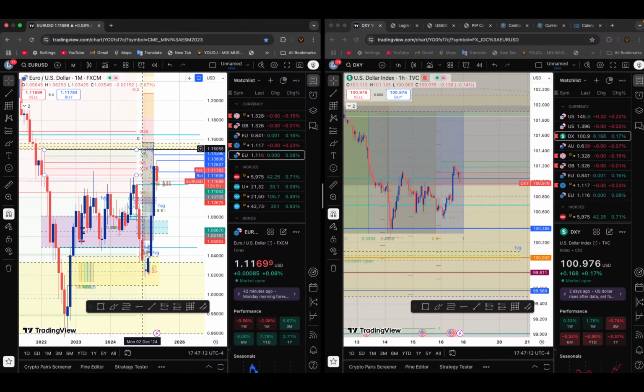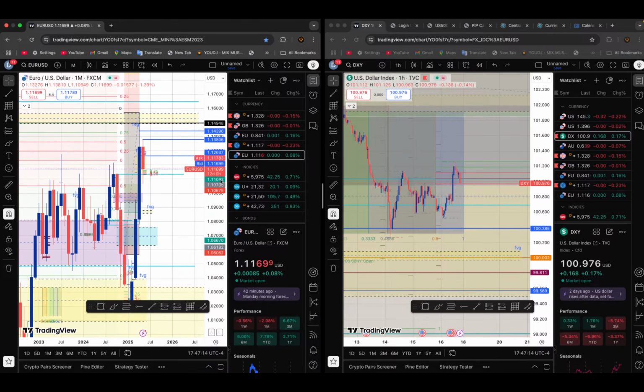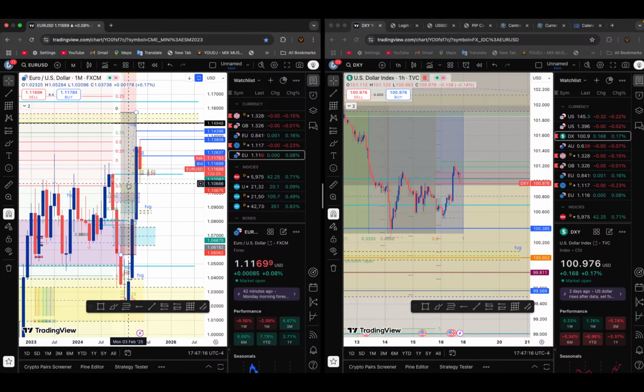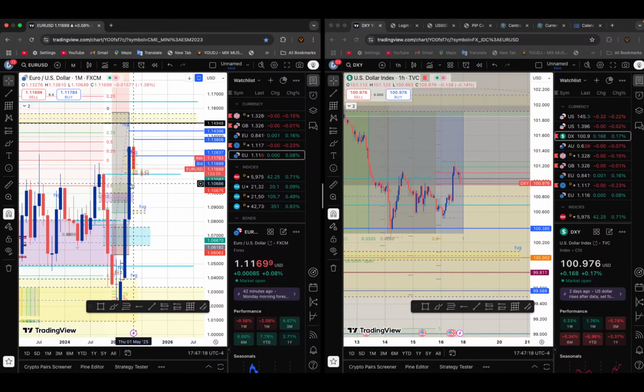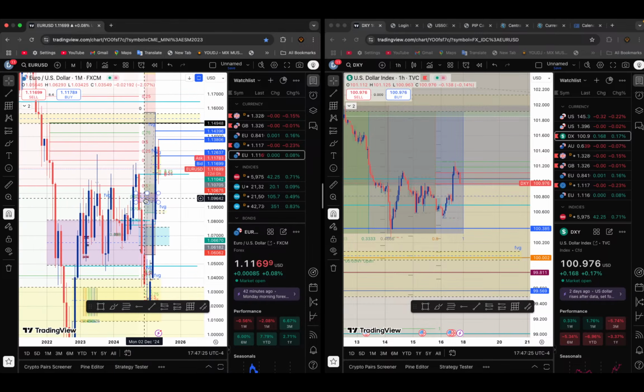We're using that range to identify how far it can retrace, potentially into the 0.5 level. As you can see, it's done so perfectly. So ideally we want it to start moving higher from here.